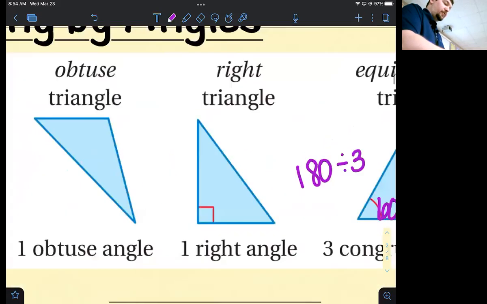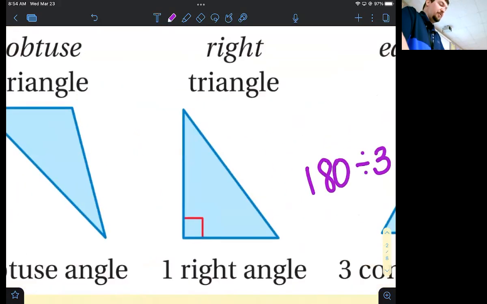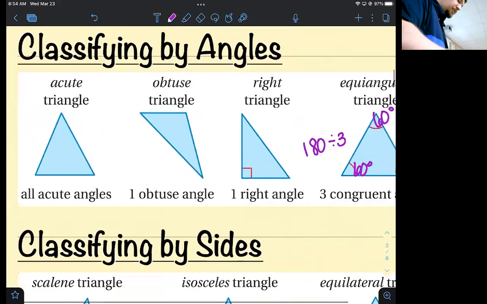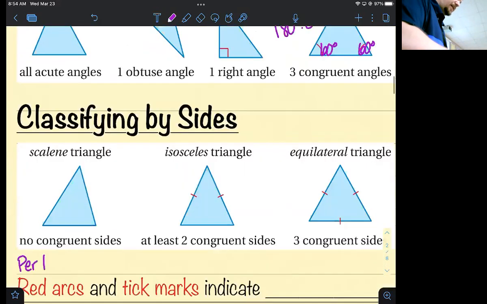Now, in a right triangle, you could tell me one of them is 90 degrees, but you wouldn't be able to tell me what the other two are unless I told you at least one of the other ones. Then you could tell me what the third one is. All right, so you can classify triangles by their angles. You can classify triangles by their sides.